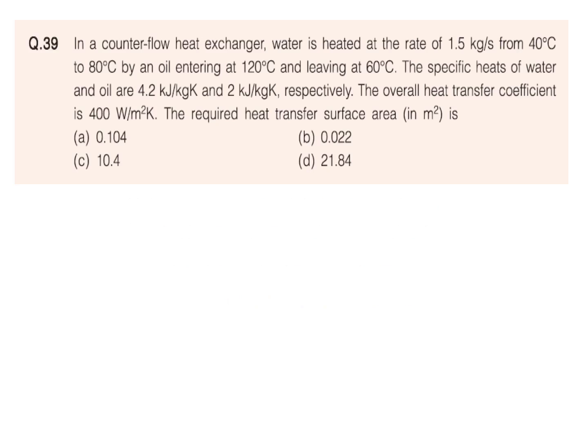Heat exchanger question. In a counterflow heat exchanger, water is heated at the rate of 1.5 kg per second from 40 degrees Celsius to 80 degrees Celsius by an oil entering at 120 degrees Celsius and leaving at 60 degrees Celsius. The specific heats of water and oil are 4.2 kJ per kg Kelvin and 2 kJ per kg Kelvin respectively. The overall heat transfer coefficient is 400 watt per meter square Kelvin. The required heat transfer surface area in meter square is how much?